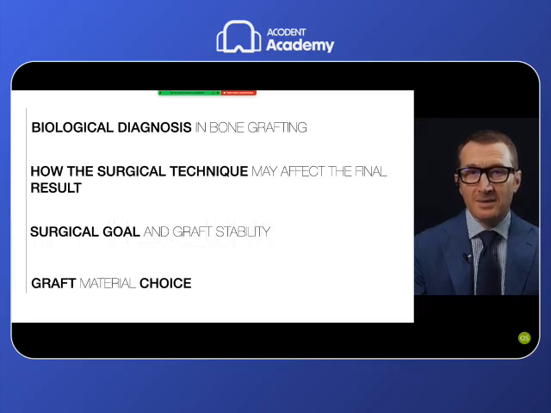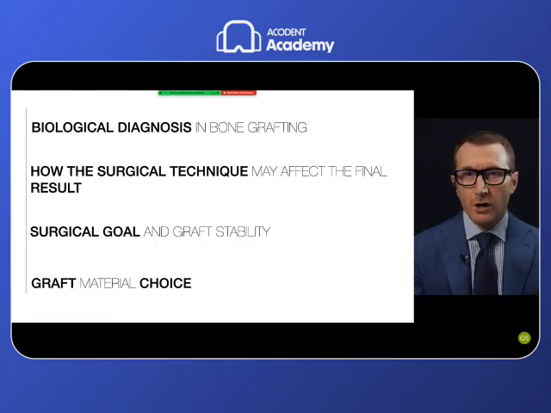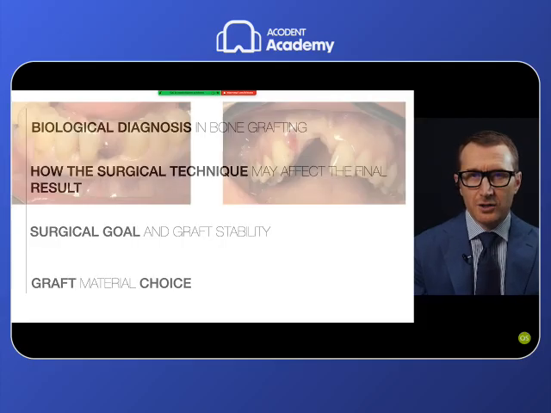And we must understand that material behaviors are different depending on the material we are using. So the graft material choice is strongly related to the surgical goal of the treatment. And we are going through these 4 points to improve our choice criteria, and at the end you're going to see how to improve the outcome of our regeneration.